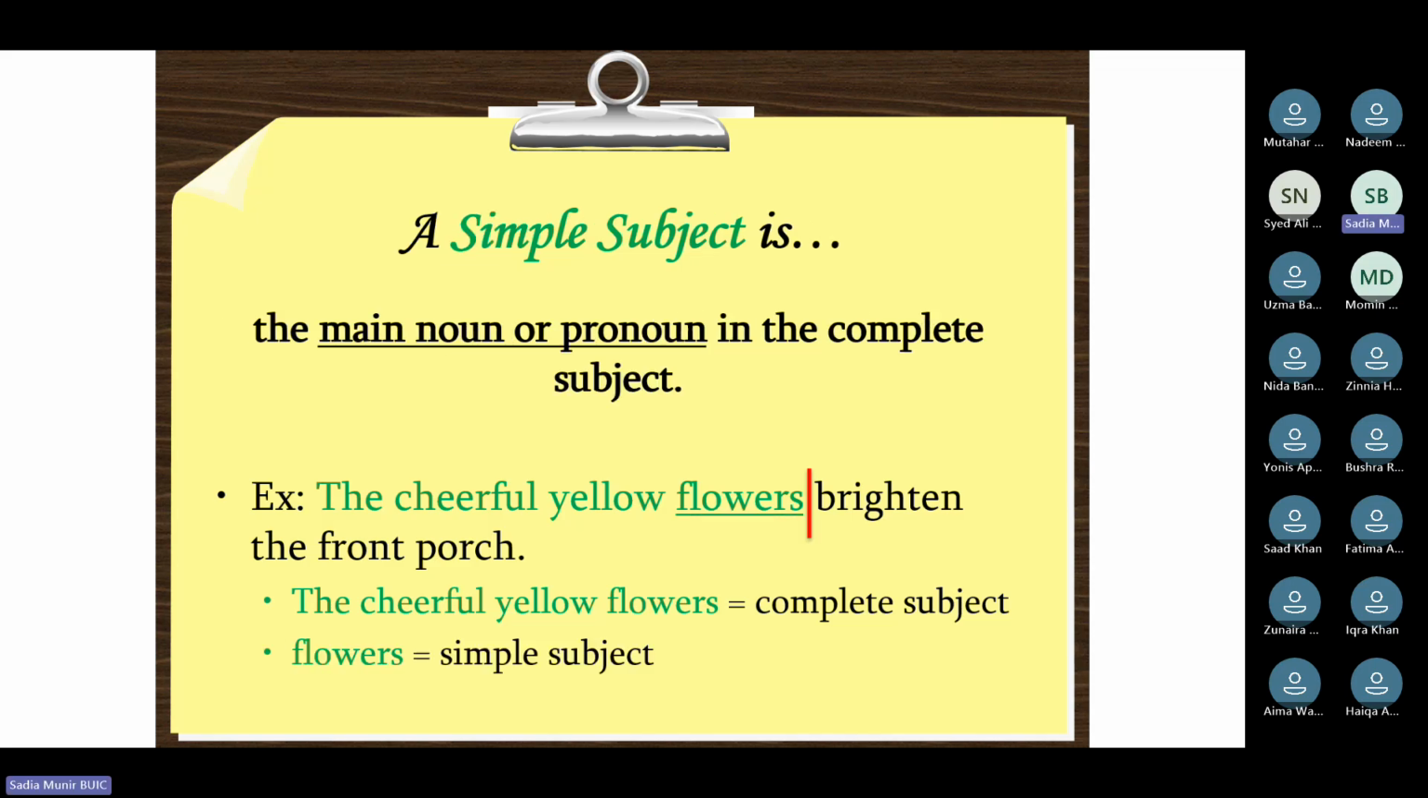Simple subject, like I told you, if you look at it once more, flowers is the simple subject, the cheerful yellow flowers is the complete subject. Remember, when we are identifying subject and predicate in a sentence, first of all, we need to look for the verb in the sentence and draw a line, because the moment we identify our verb, whatever information comes after that verb goes into the predicate.